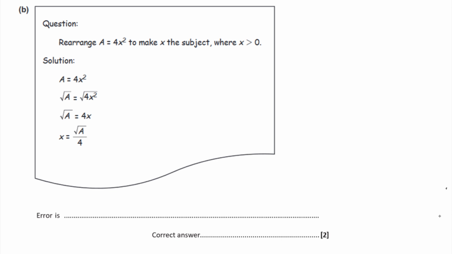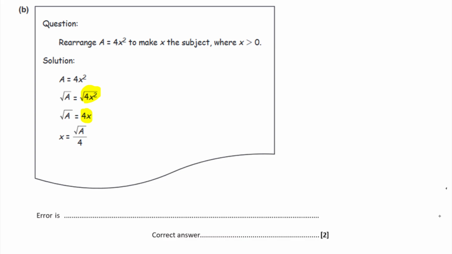Rearrange a equals 4x squared to make x a subject where x is greater than 0. Solution: a equals 4x squared, taking the root of both sides, root a equals the root of 4x squared. That tells me that the root of a equals 4x, and therefore x equals root 4a over 4. Okay, well, I think I've spotted the error, and that is in here.